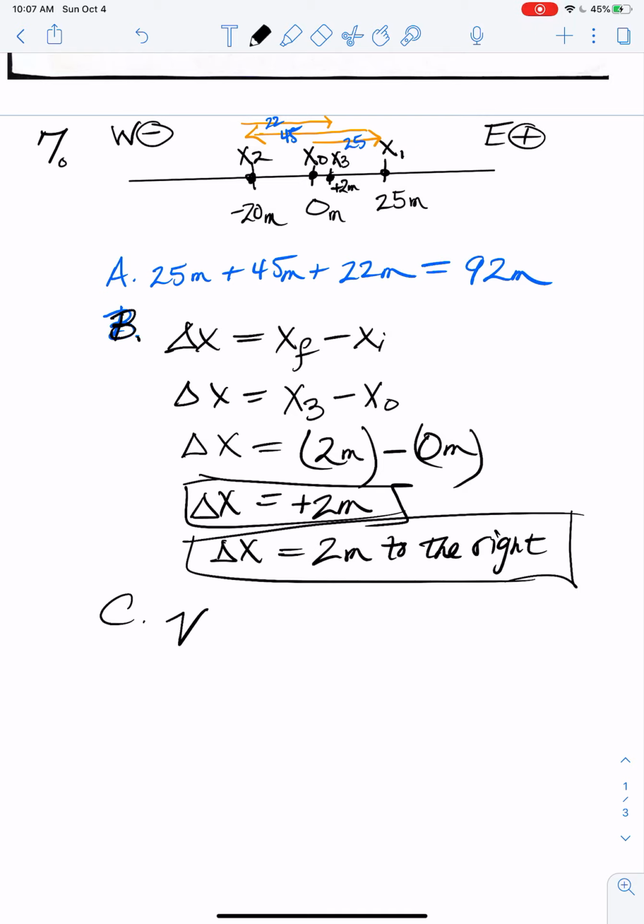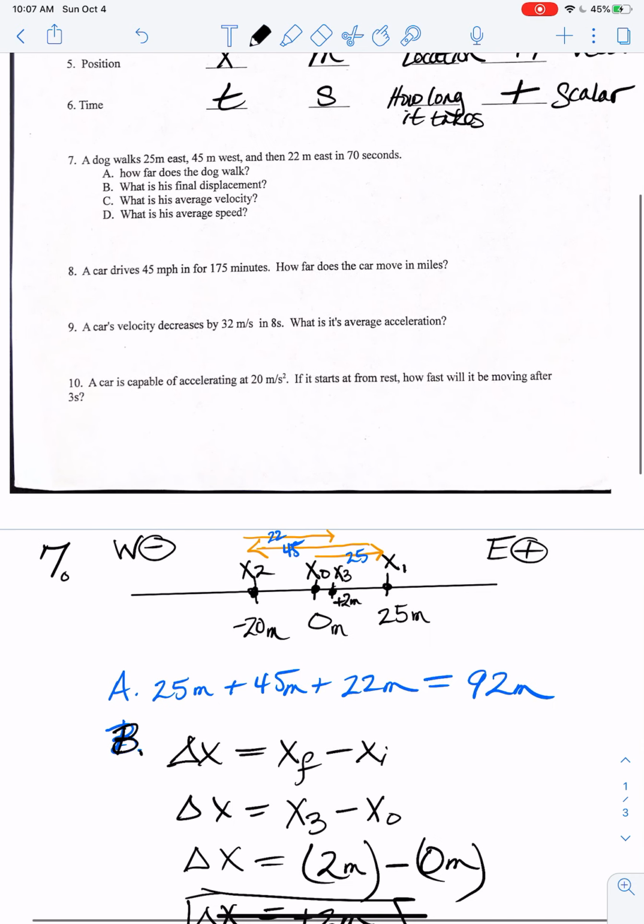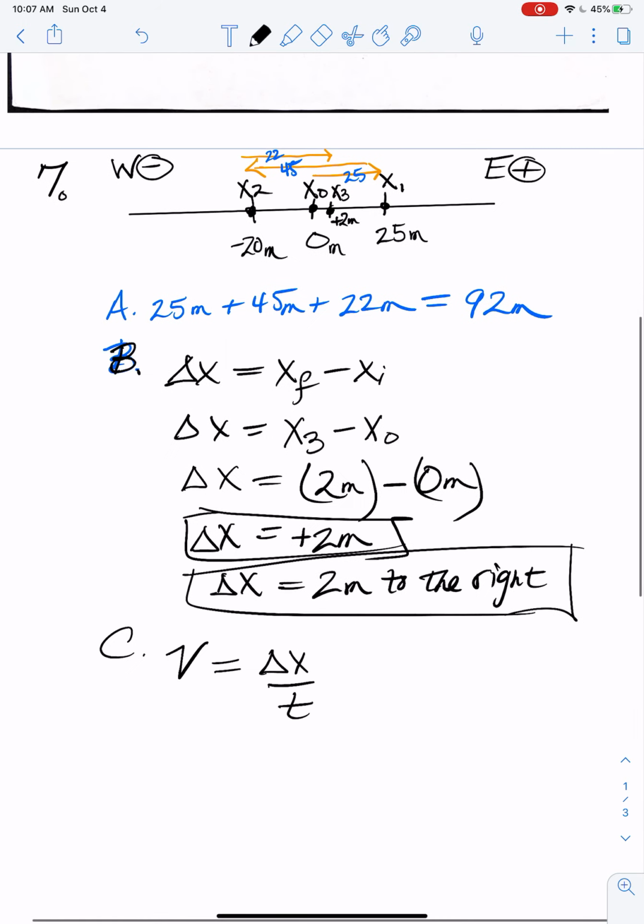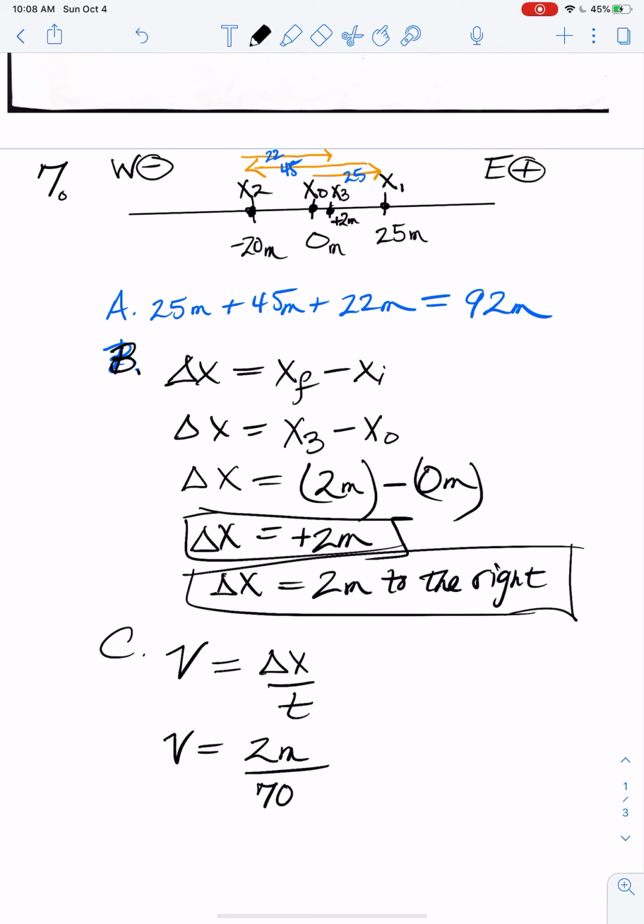So we're saying average velocity, which is going to be over this entire time period. So we're going to have V equals delta x over t. You don't have to write the average sign next to the V. It's okay. The fact that it's an average, like I said, shows up in the fact that this is over 70 seconds. So V then is equal to the displacement, which is positive 2 meters, divided by the total time, which is 70 seconds. I'm going to need a calculator for that because that is going to be a very small number.